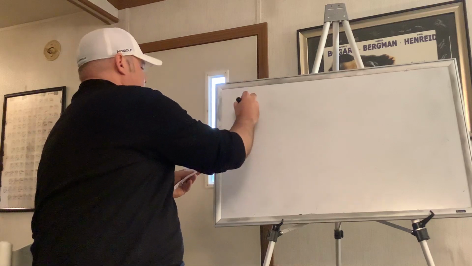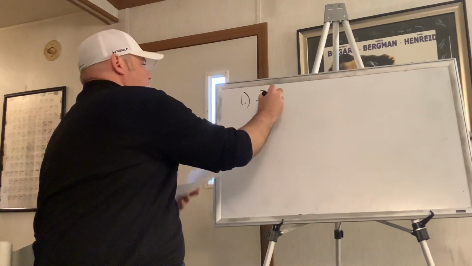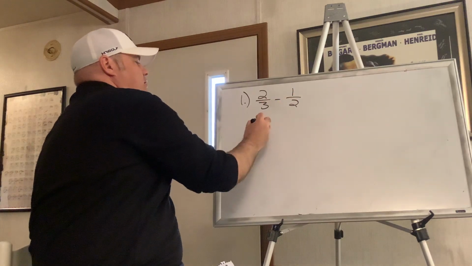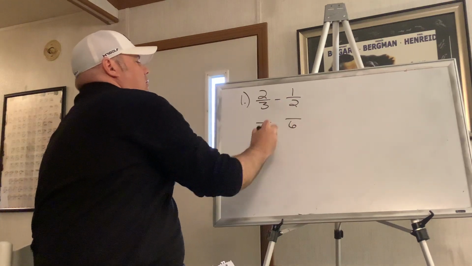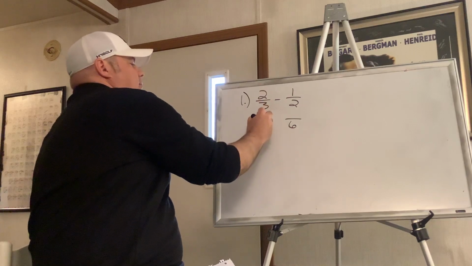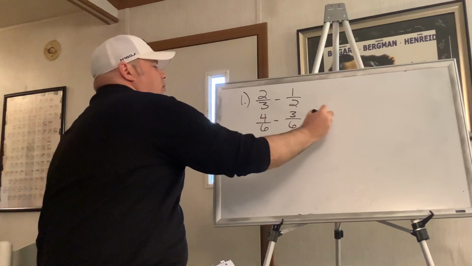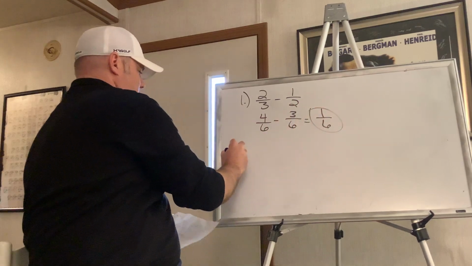So let's see, 2/3 minus a half. Okay, so the smallest number that both these go into is 6. And if you double this one, you got to double that. If you triple this one, you got to triple that, and you end up with 1/6. Okay.